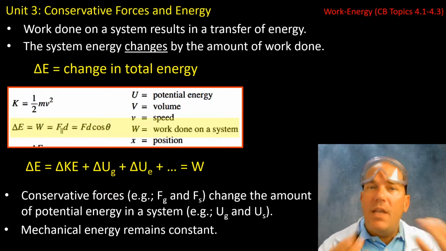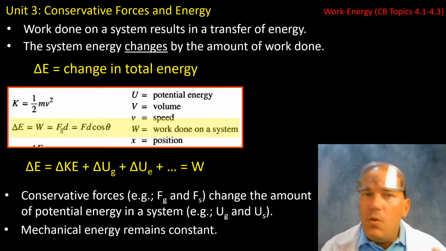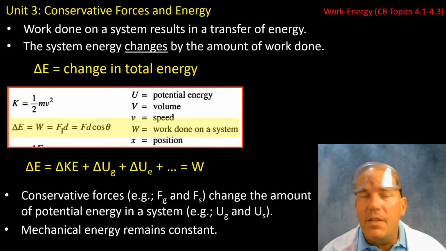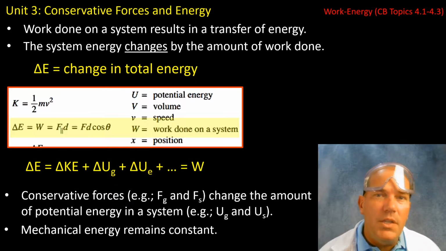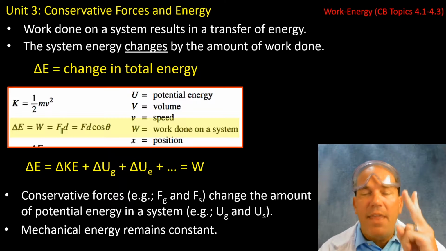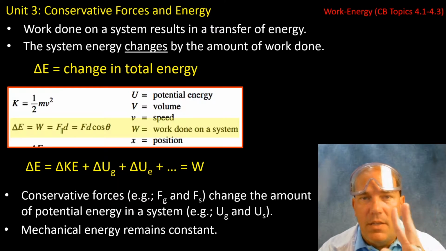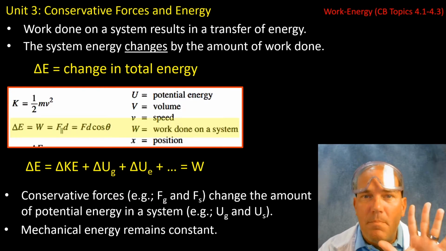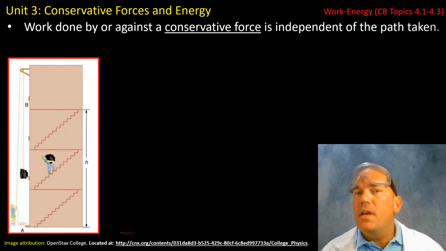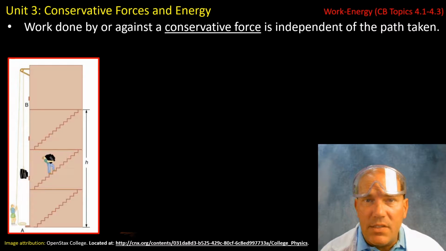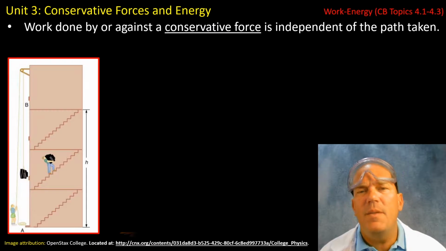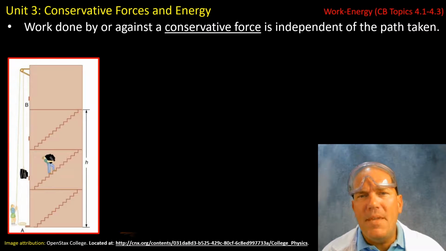So I'm throwing out a lot of different terms here, and I don't want you to become confused. Please recall from a previous video that mechanical energy is referring to the sum of both the potential and the kinetic energy. That is what I mean when I say mechanical energy. Furthermore, the work done by or against a conservative force is independent of the path taken. Now, what does that mean?